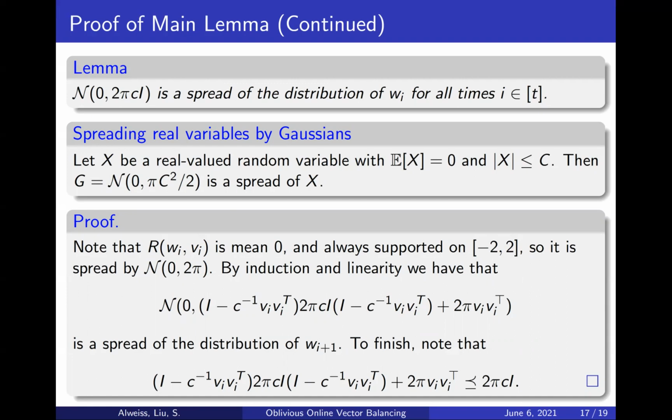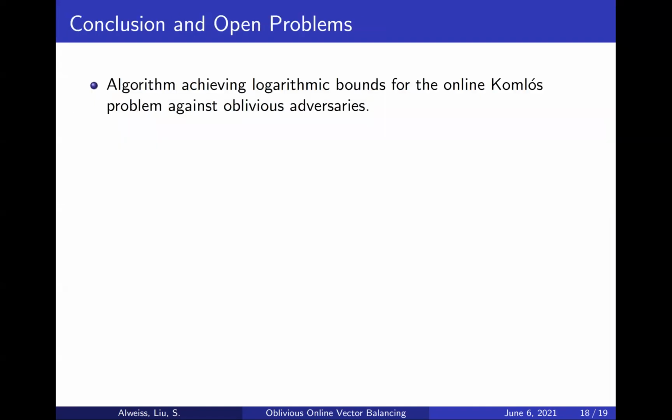Now you use, it turns out, the exact same inequality that I told you for the covariance bounding. Turns out that this ugly matrix is always bounded by 2πc times I. And with that, you've basically proved by induction that you're spread by the same Gaussian at all times. And that's it. So this algorithm achieves logarithmic bounds for the online Komlós problem against oblivious adversaries, and furthermore, it runs in input sparsity time.